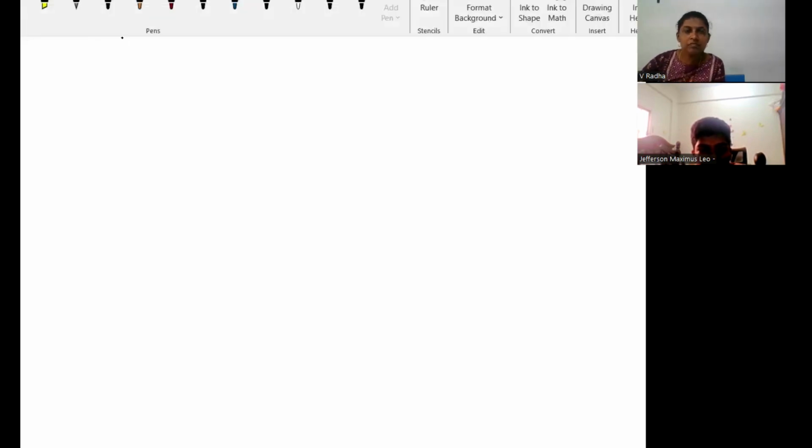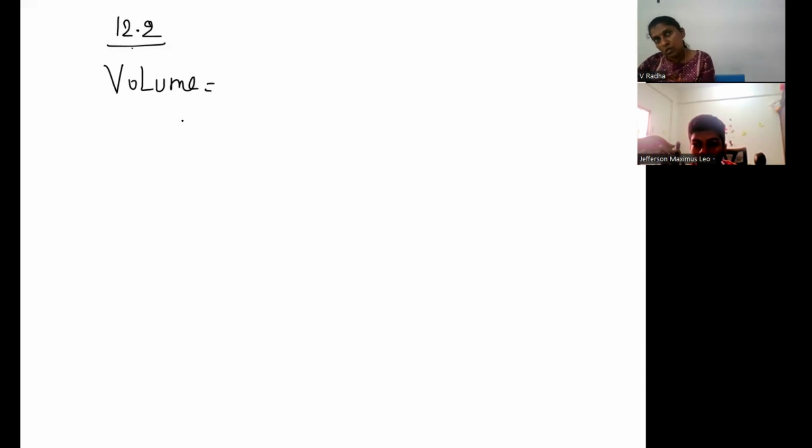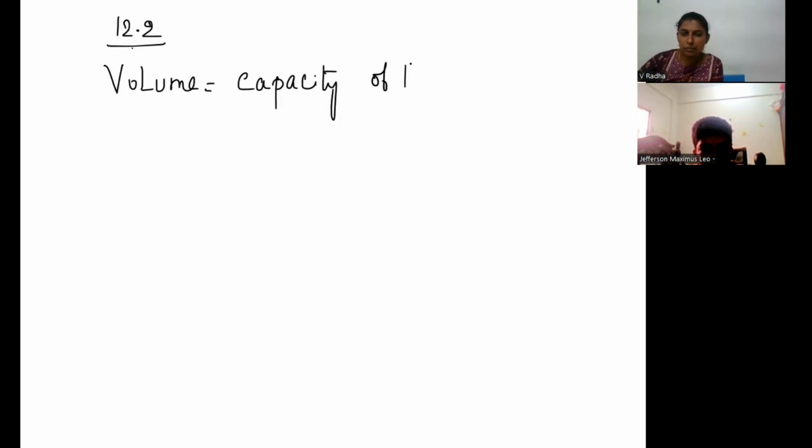The amount of space inside something. Yes, good. The capacity. Volume of a hemisphere is 2 by 3 pi r cube, right? Yes, correct. A volume means the capacity of the solid. So the maximum capacity, that is the volume.